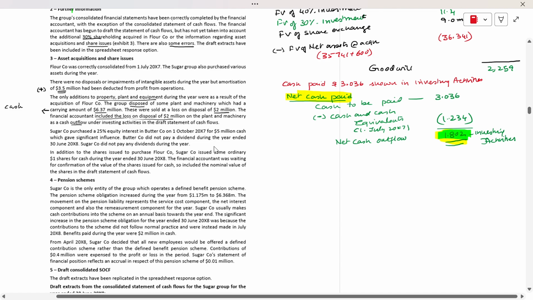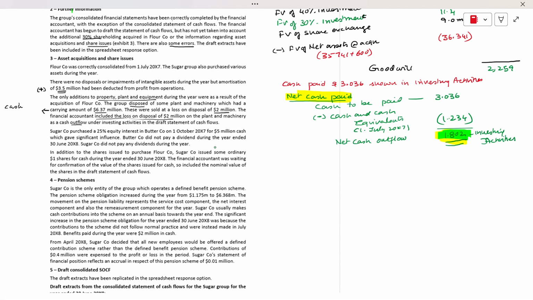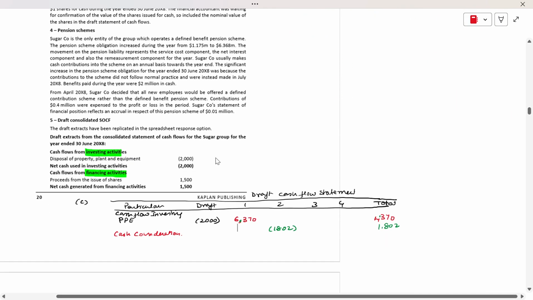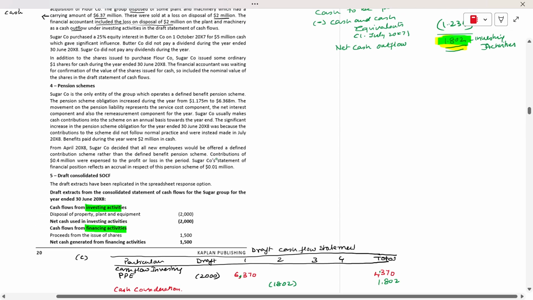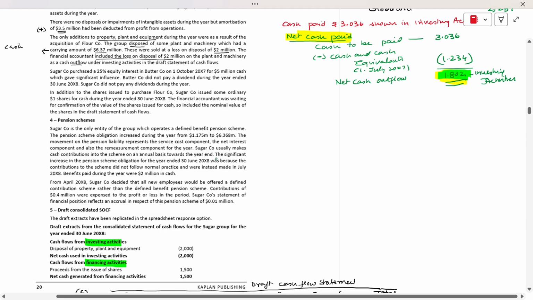Now this is what happens. We are not going to take 2 million. It is included in the loss on disposal of 2 million. They have shown it as 2 million. We have taken that 2 million and we have made the correction. Are you clear about this?